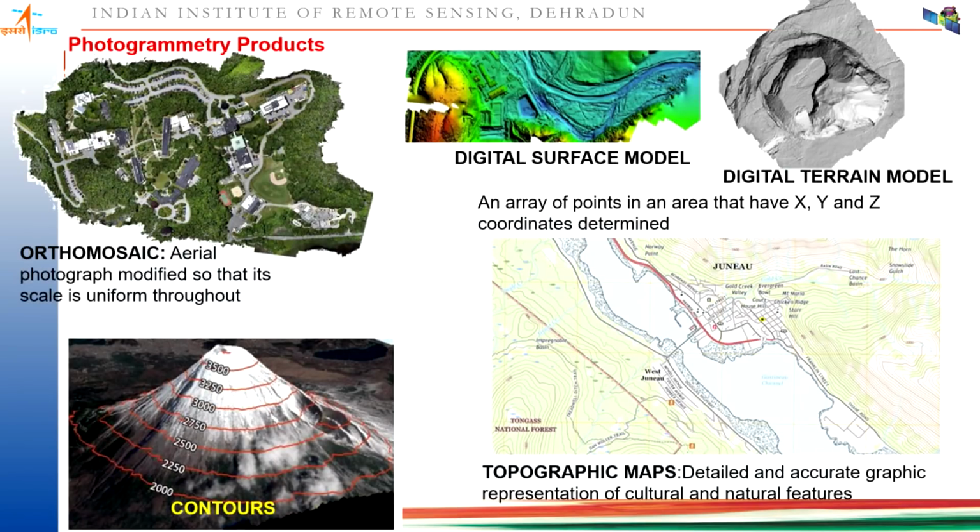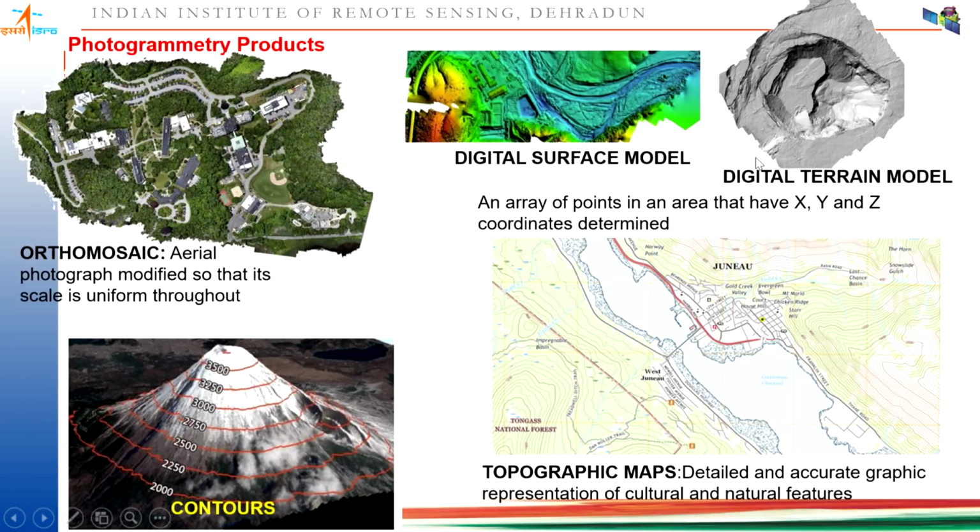After you complete the entire photogrammetric processing, these are the products that can be generated. The basic product is the orthomosaic. As I have already told you, in aerial photographs there are various errors. Now the orthomosaic is free of these errors. The scale is uniform. There is no distortion and displacement. We can generate digital surface models. We can generate digital terrain models.